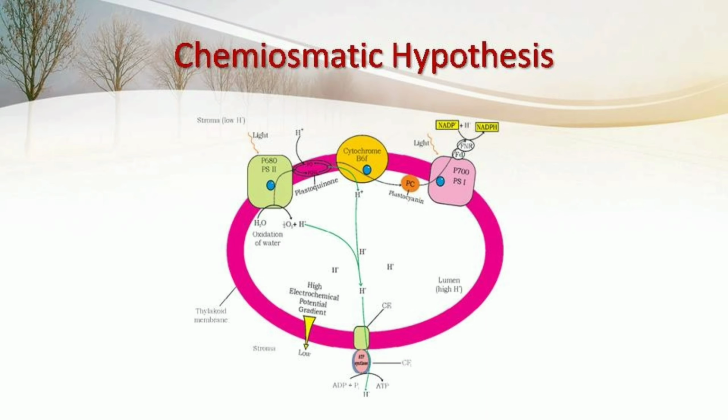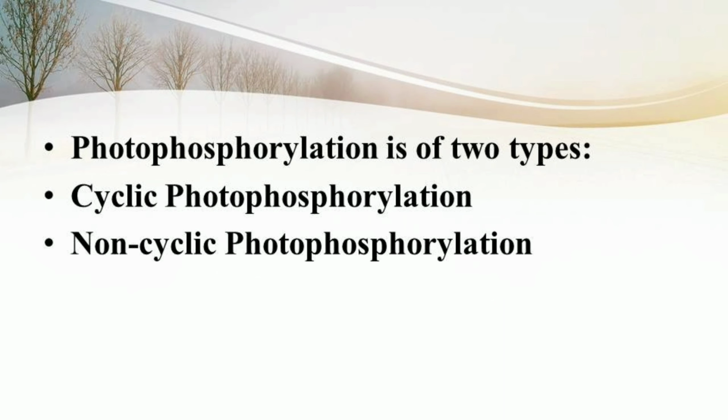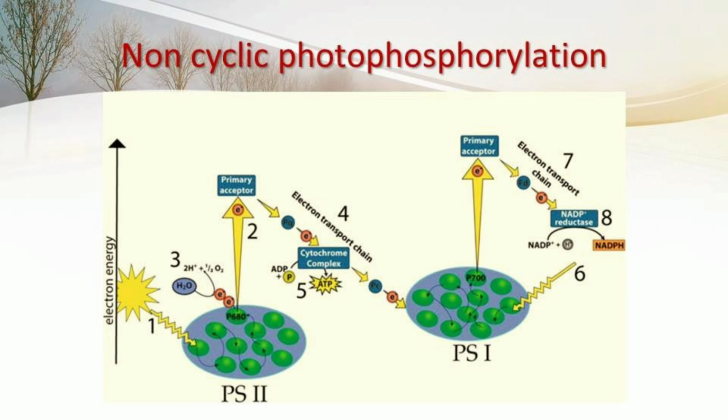Here we will understand how ATP is actually synthesized in the chloroplast. In cyclic and non-cyclic phosphorylation, we have seen how ATP is produced, and now we can clearly see how it is synthesized in the chloroplast. Let's look at the structure in which this process is taking place.